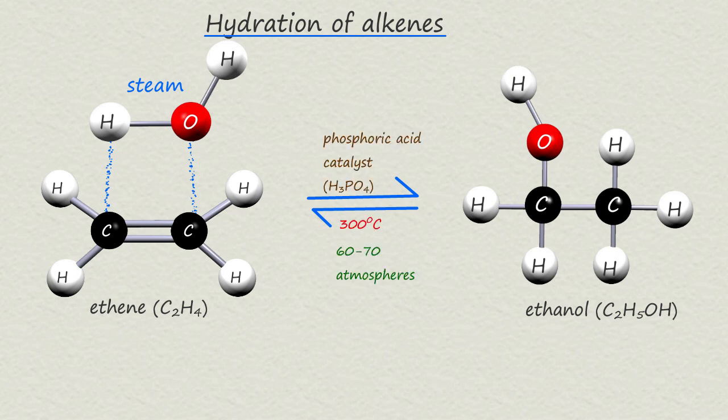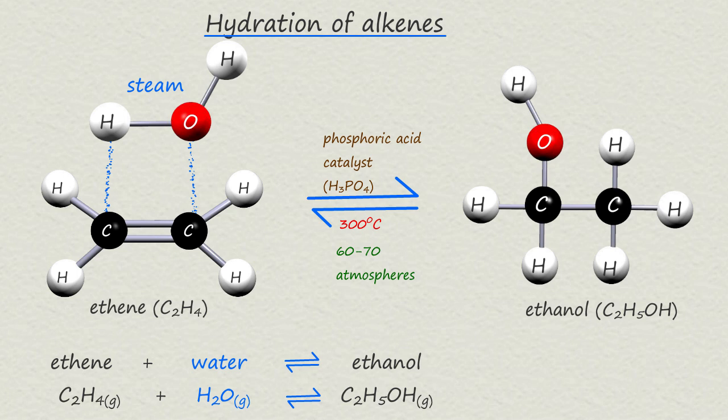This exothermic reaction requires the use of a phosphoric acid catalyst, a pressure of around 60 atmospheres and a temperature of about 300 degrees Celsius. For example, steam can add to the alkene molecule ethene to form the alcohol ethanol. You may notice from the equations on screen that this reaction is reversible.